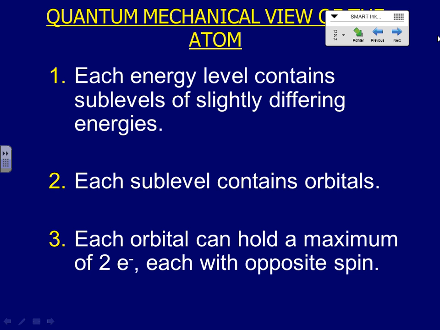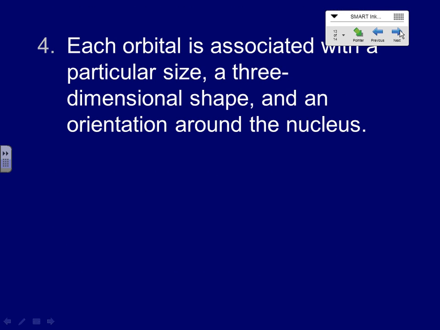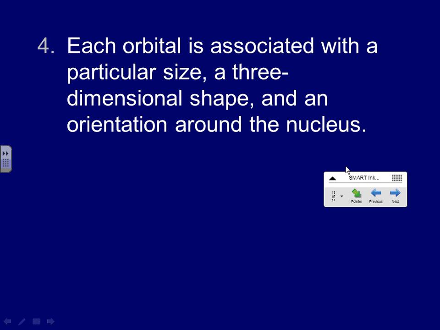These orbitals: each energy level contains sublevels of slightly different energies. The s, p, and d are the sublevels, and I will go into greater detail on this in the future. I'm just introducing it. Each sublevel contains orbitals. Each orbital can hold 2 electrons that spin in opposite directions, and each orbital is associated with a particular size, a three-dimensional shape, and an orientation around the nucleus.